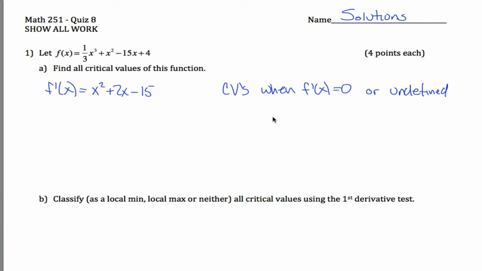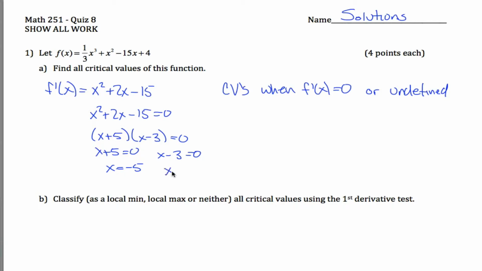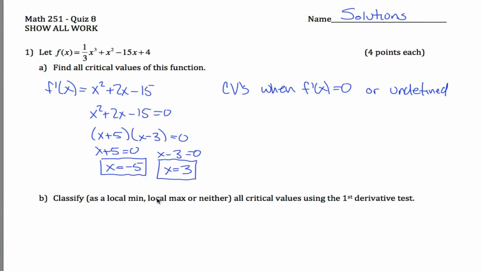So all I have to do is figure out when this derivative, x squared plus 2x minus 15, equals 0. Probably the easiest way to do that is to factor. You need two numbers that multiply to negative 15 and add to positive 2. Positive 5 and negative 3 are those numbers. So what I have now is either x plus 5 equals 0 or x minus 3 equals 0. So either x equals negative 5 or x equals positive 3. Those are my critical values.